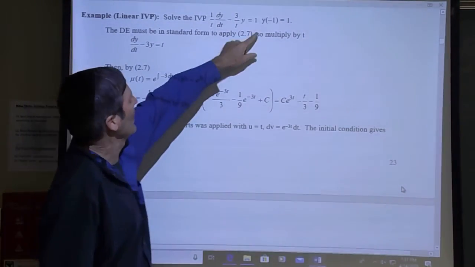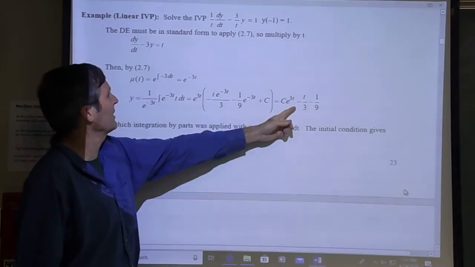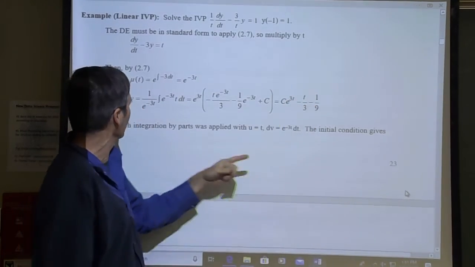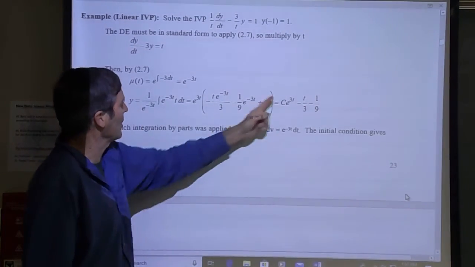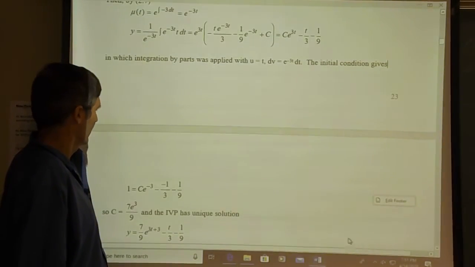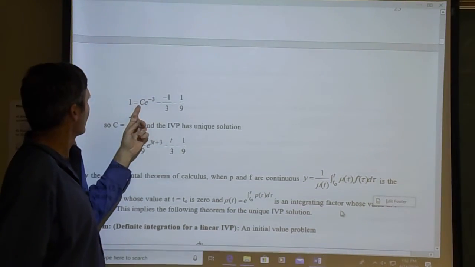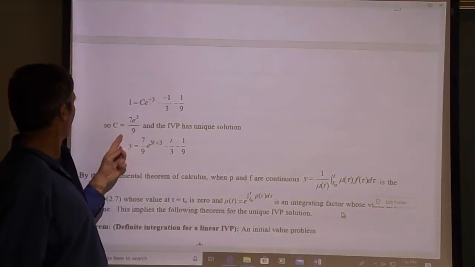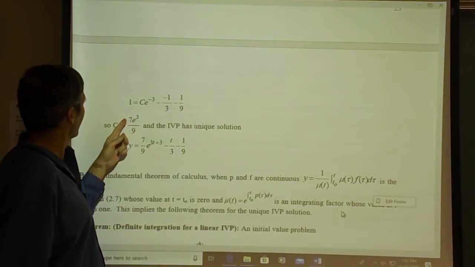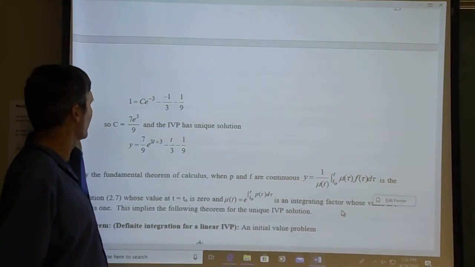But now I want to apply that when t equals minus 1, y equals 1. So I put that into here. I put in minus 1 for t, and I got plus 1/3 minus 1/9 here, equals 1 over here, and I solve for c. Here's the equation I get when I put in that initial condition. And c, if you add these over and multiply by e to the 3, you find out that c equals 7 e to the 3 over 9.